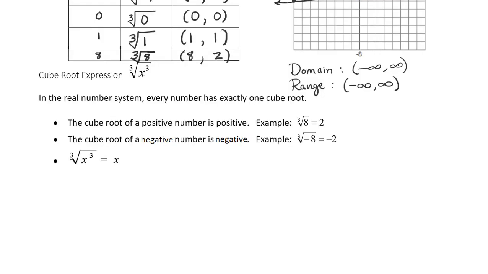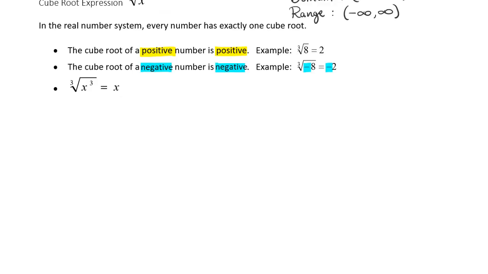In the real number system, every number has exactly one cube root. The cube root of a positive number is positive, and the cube root of a negative number is negative. An example would be the cube root of 8 gives you positive 2, and the cube root of negative 8 gives you negative 2. And finally, if you have the cube root of x cubed, you will get x.